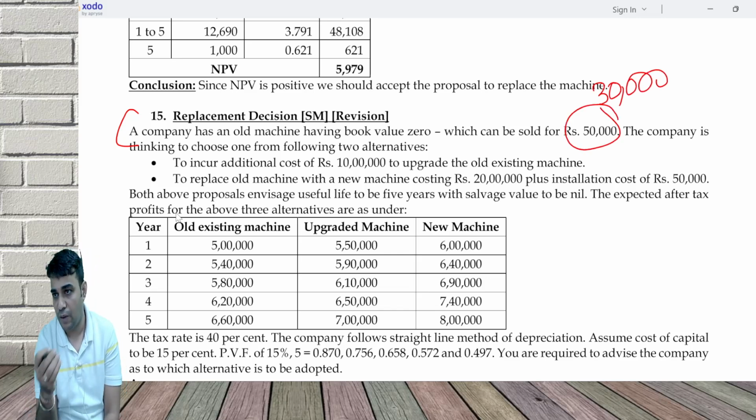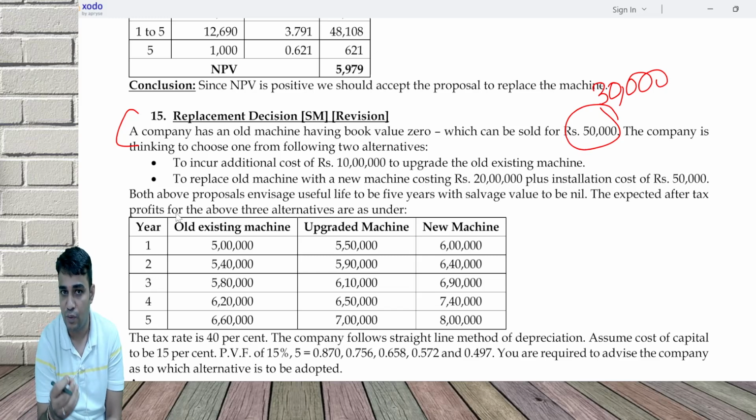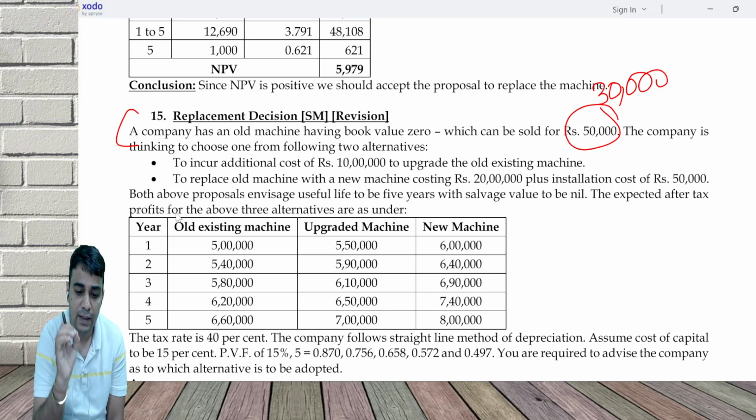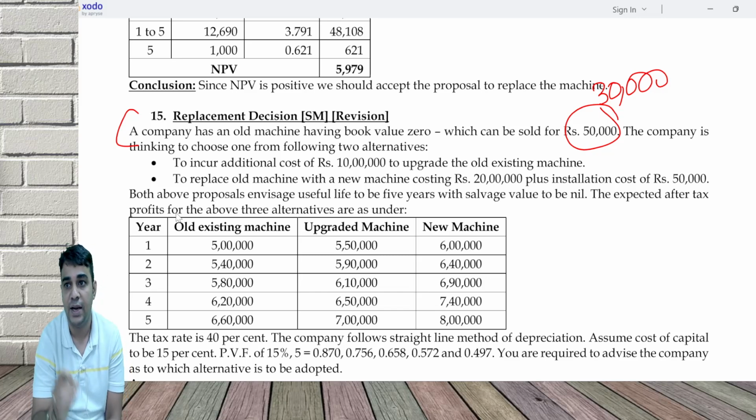I don't need a lot of calculation to be done, so be in listen mode. When calculation is needed, I'll let you know. If you buy the new machine, your outflow is 20 plus 50 minus 30, which is the replacement decision. Replacement is new minus old. 20 plus 50 minus 30,000. So replacement is 20 lakh 20,000.